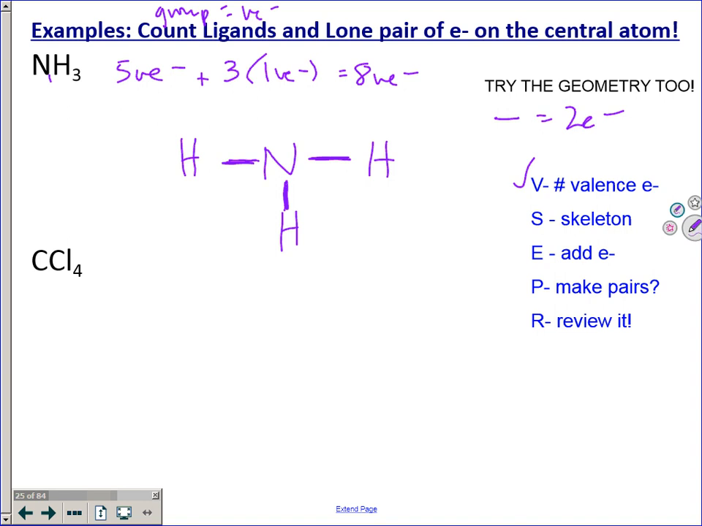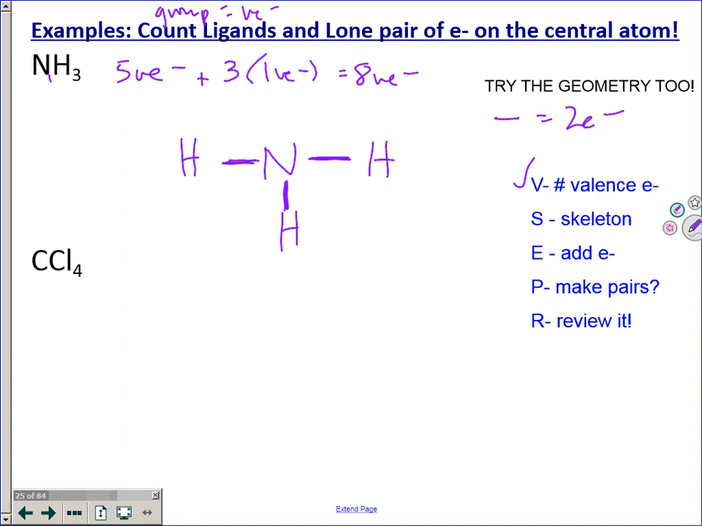Add electrons until octet. Does nitrogen have octet yet? No, but I've got 2, 4, 6, right? So I'm going to add something to this to make it octet. Do I want to add a bonded pair or an electron lone pair? Make a choice. Lone pair, because I don't have anything else to attach to it.